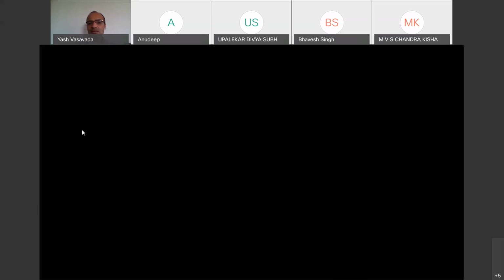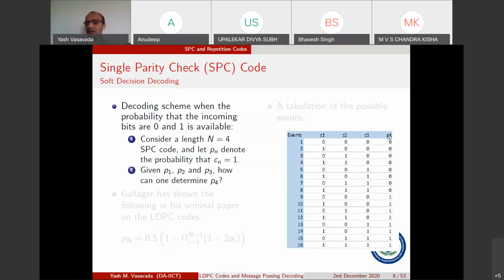By the way, there is nothing special about the 4th bit. If the supervisory node can take the probability, the belief message, coming from C1, C2, and C4, it will tell C3 what its probability of 1 is going to be. And the same thing it can repeat for C2 and C1. The main idea is how do you take 3 out of 4 probabilities for the SPC code, and using that, how can you tell the remaining bit what its probability is going to be.